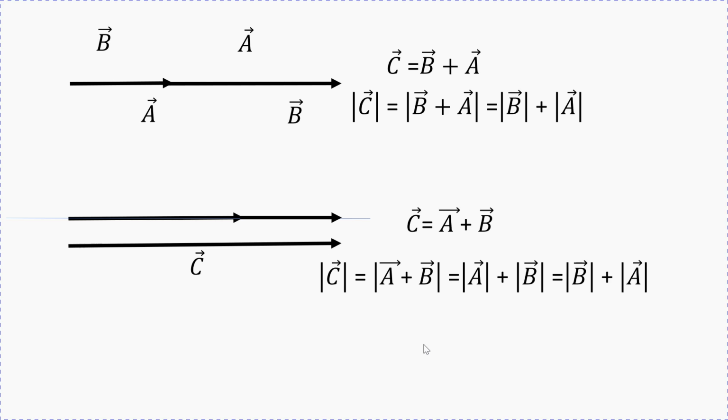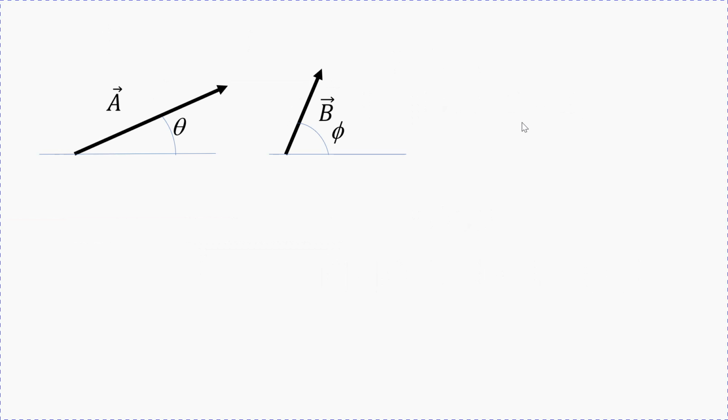The magnitude is going to be the same. When the summation of vectors is one-dimensional, in the same direction, the magnitude of the resulting vector is going to be the magnitude of one plus the magnitude of the other, but only whenever the vectors are pointing in the same direction. That's what we call summation between one-dimensional vectors.